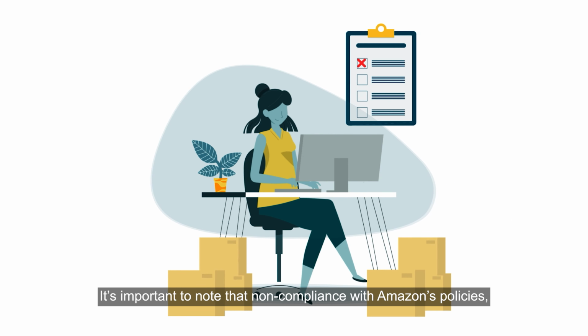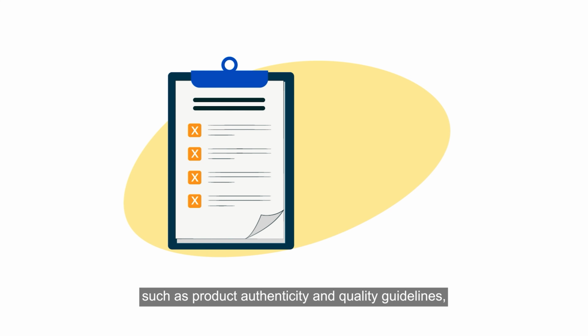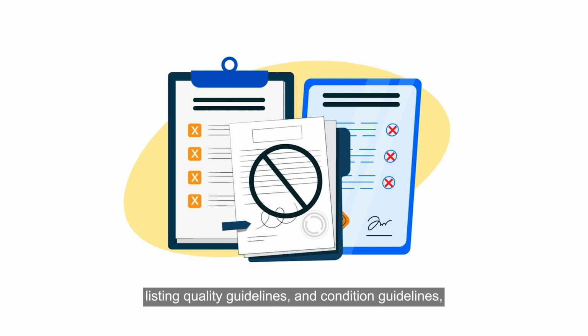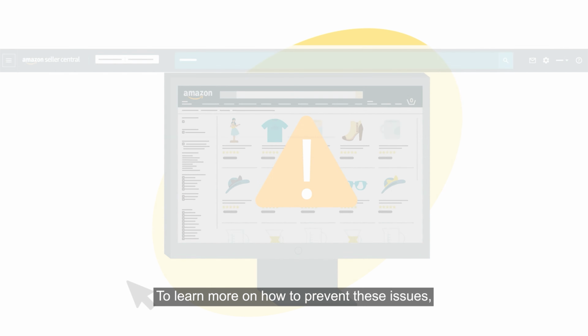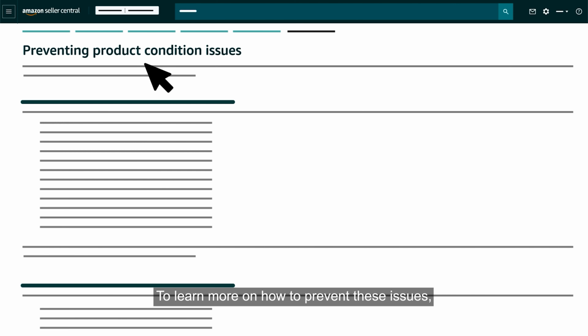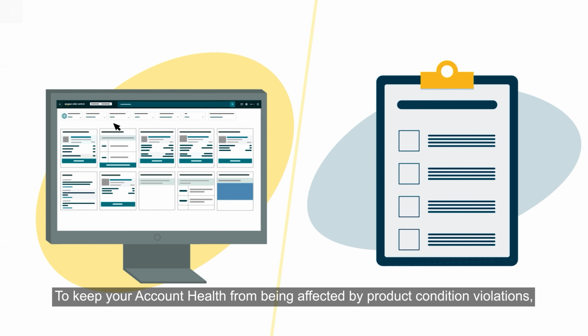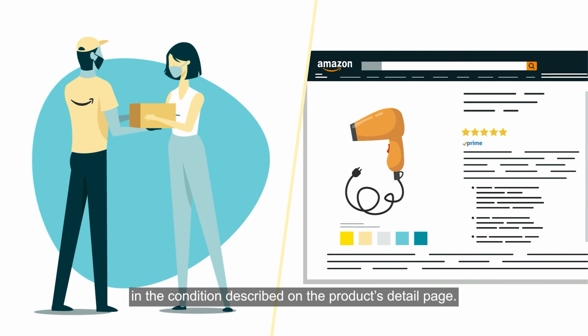It's important to note that non-compliance with Amazon's policies, such as product authenticity and quality guidelines, listing quality guidelines, and condition guidelines, may affect your ability to sell in the Amazon store. To learn more on how to prevent these issues, visit the Preventing Product Condition Issues help page in Seller Central. To keep your account health from being affected by product condition violations, always ensure that customers receive the product in the condition described on the product's detail page.